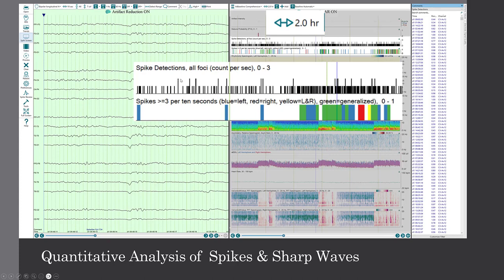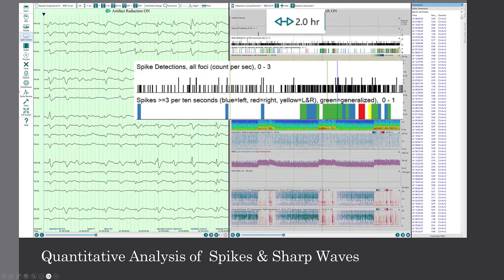Below that, these are color coded. If it's greater than 3 per 10 seconds on the left, it's blue, right is red, yellow is left and right, and green is generalized discharges. So it tells us a little more about how often they're happening, but also where. Now on the left part of this trend, it's pretty sparse, so we don't expect to see a lot of detections showing up when we click at the left part of this.